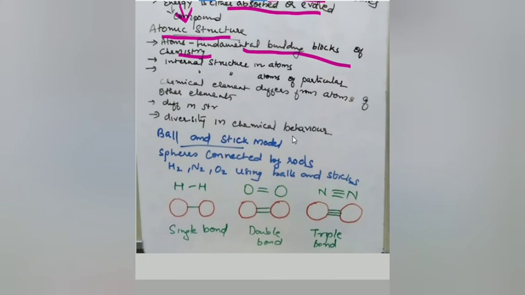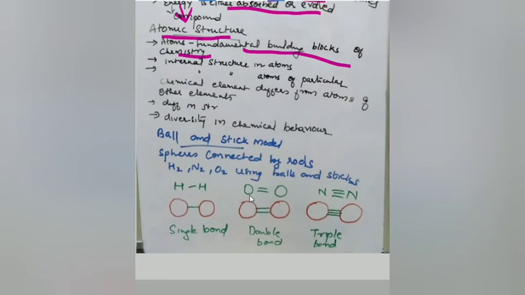Talking about the ball and stick model, here the ball and stick represent the structure used in chemistry. Certain forces or bonds have to be fixed in order to keep the molecule in position. Spheres are connected by sticks, for example hydrogen. H2 means two atoms of hydrogen combined by a bond. See here, this is a ball and this one is the stick. So here the stick and ball represent hydrogen.